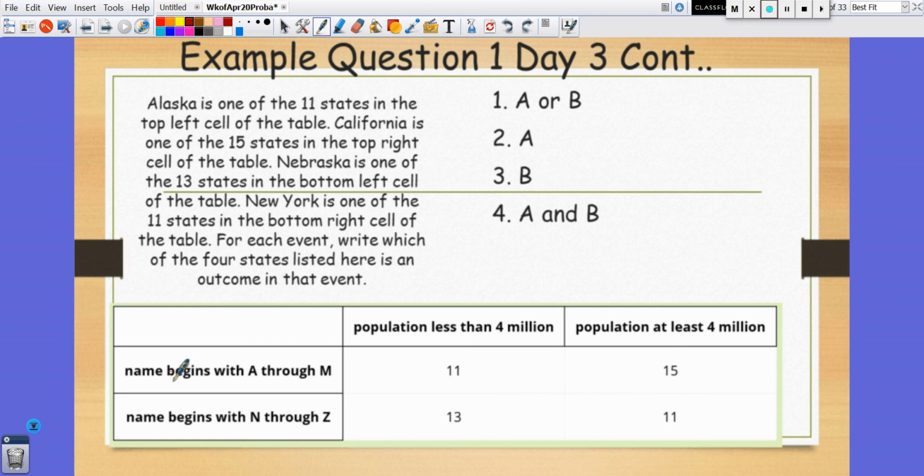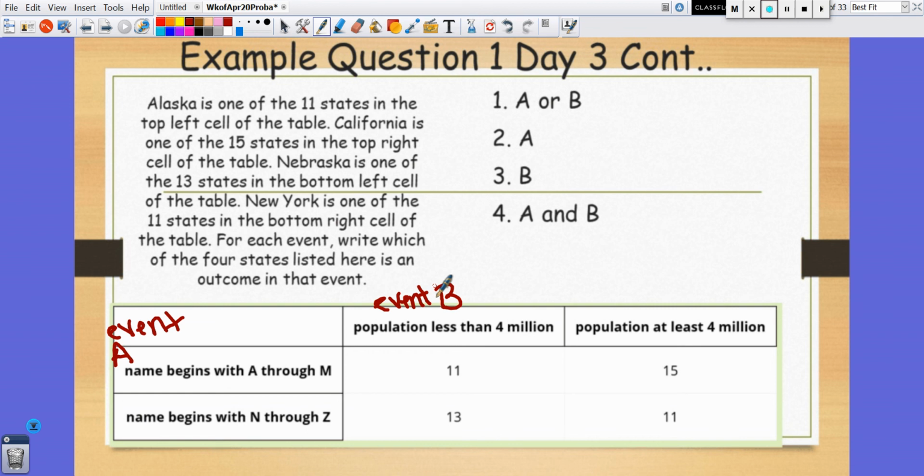It says all of the states that have names through A through M is event A, and all of the states that have a population less than 4 million is B. Okay, so this is event A and this is event B. I don't know where that slide went. Sorry, babies. But there's your events.